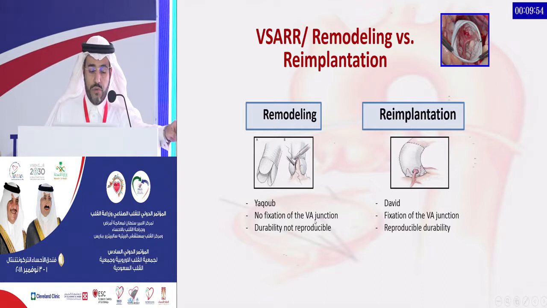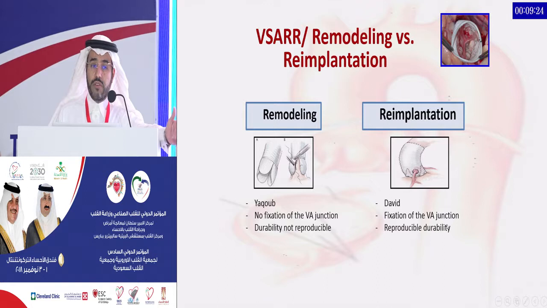The remodeling procedure was described by Professor Yacoub, and there is no real fixation of the ventriculoaortic junction. The durability is not reproducible. If you look at the series of Professor Yacoub himself, the long-term durability at 15, 20 years is 90%. But that was difficult to reproduce in other series. But the reimplantation procedure described by Professor David has fixation of the ventriculoaortic junction, and it has reproducible durability regardless of the place where it was done. And that's mainly a selection bias.